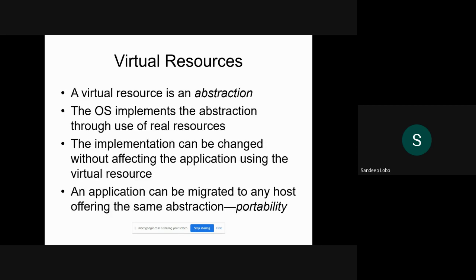A virtual resource is an abstraction. The OS implements the abstraction through the use of real resources. The implementation can change without affecting the application using the virtual resource. An application can be migrated to any host offering the same abstraction. So the main benefit when it comes to virtualization is portability.